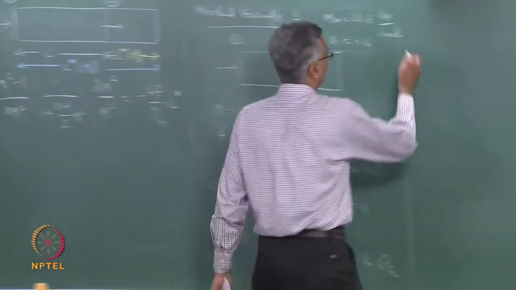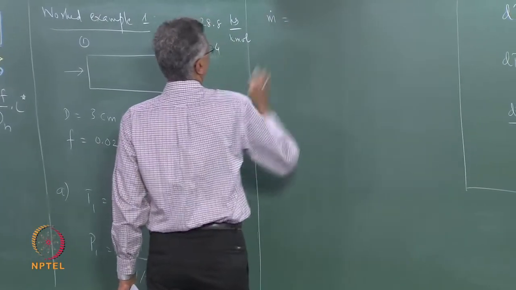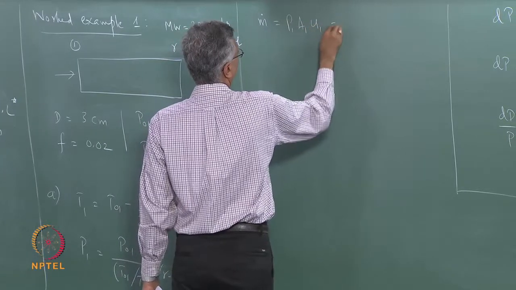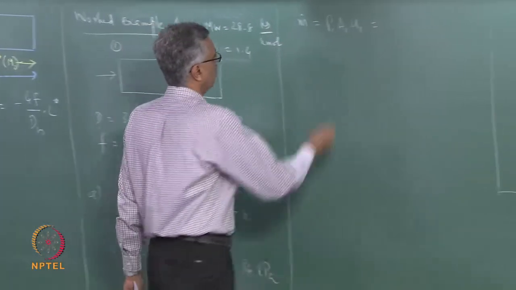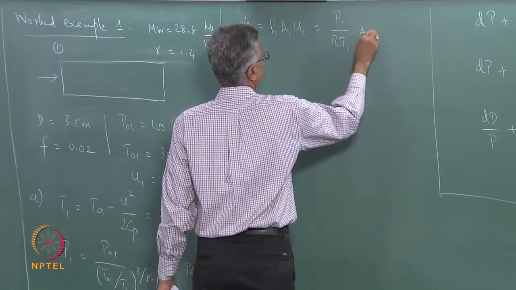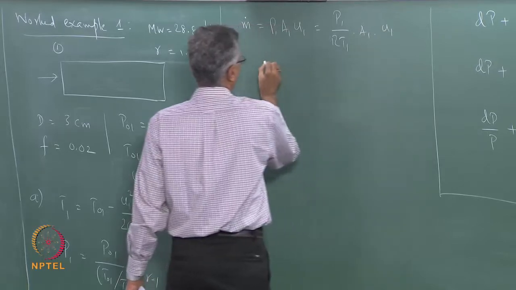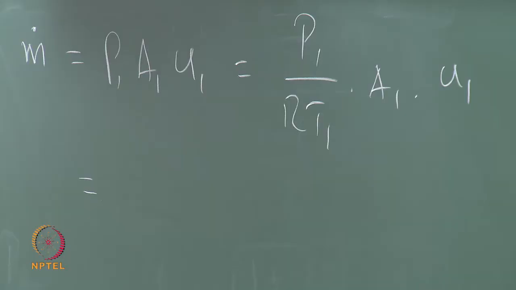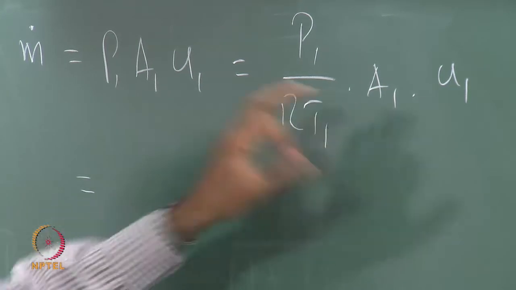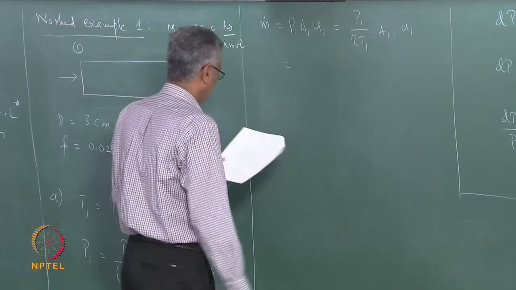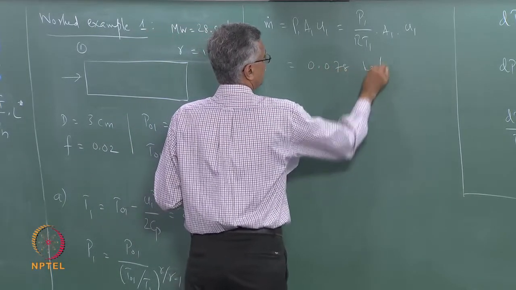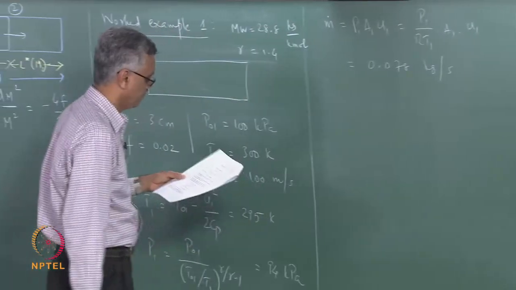So, the mass flow rate m dot is rho 1 A1 times U1, and rho 1 is nothing but P1 over RT1 times A1 times U1. So, all the quantities are known in this. A1 is nothing but pi d square over 4, where d is the diameter of the duct. So, if you plug in the numbers, you get the mass flow rate to be 0.078 kg per second for part A.